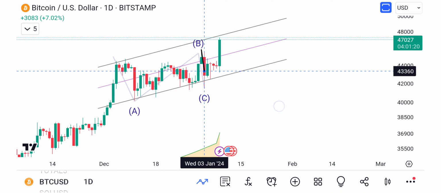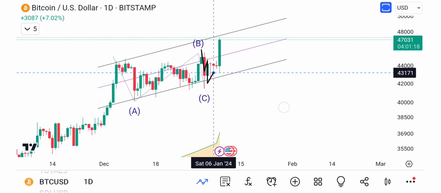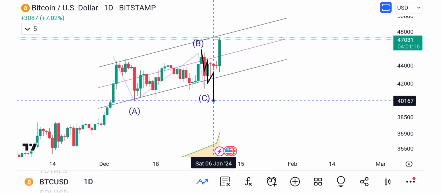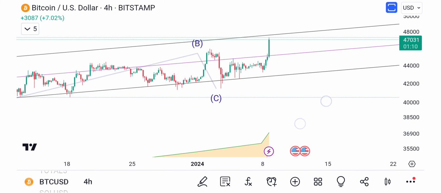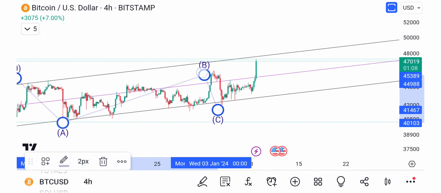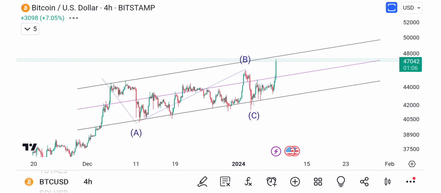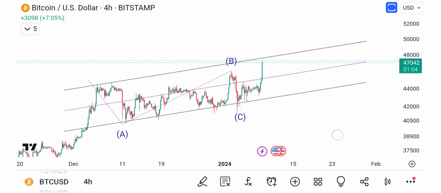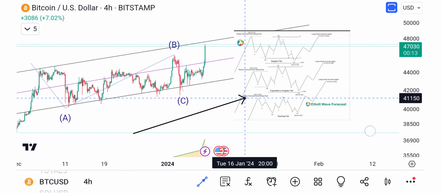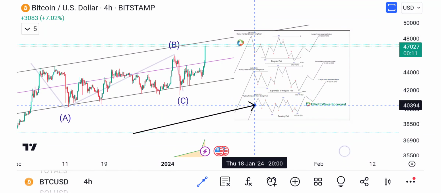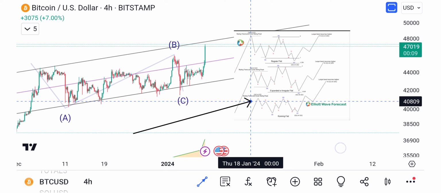So the thing is 1, 2, 3, 4, 5, right? Usually you get 5 waves in C. On the daily you can't really see, but let me go to the 4-hour. Still can't really see, but the point is I was looking at this as a flat. So this is a flat right here. These are all examples of what a flat could be, right?